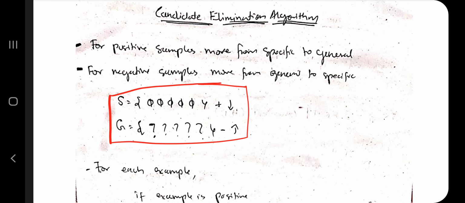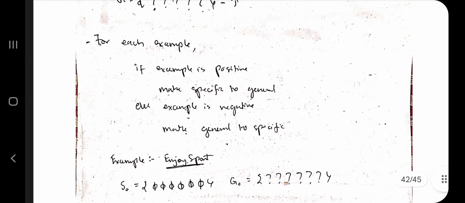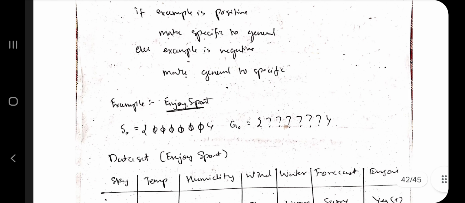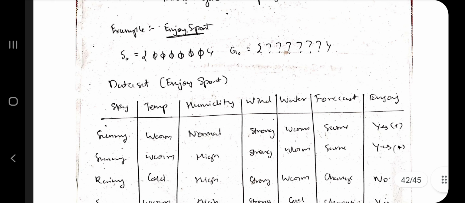When you see the example, then you'll get a clear idea of what it is. For example, if each example is positive, make it specific to general. If it is negative, then make it general to specific. Okay, now let's move on to the program, the example. In this example, the same example is considered, which one? Enjoy sport. The first thing you'll write is S naught and what?